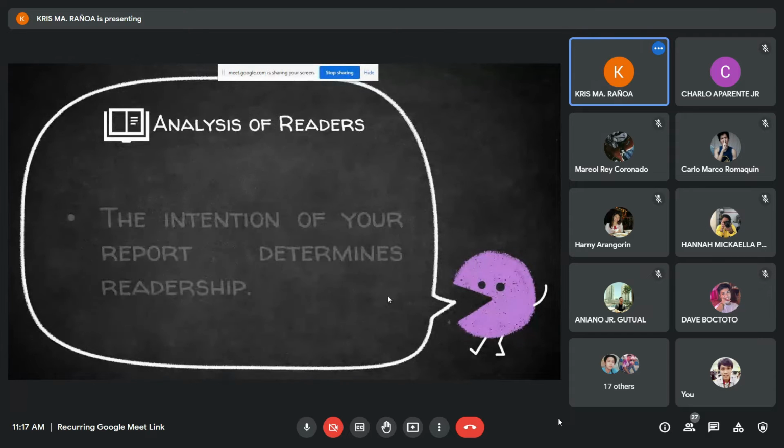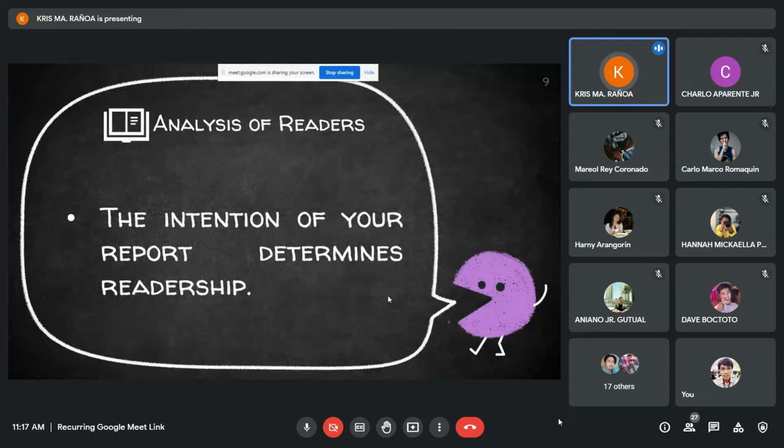Next is the intention of your report determines readership. So, imong purpose, objectives kay inline sa imong readership. So, imong mga purpose kay dapat naka-inline siya sa readership. Example, imong magazine kay about sa fashion. So imong readership ana sa mga fashionista ra pud ang mga tao. So imong intention na imong purpose ana kay mga fashion lang jud.